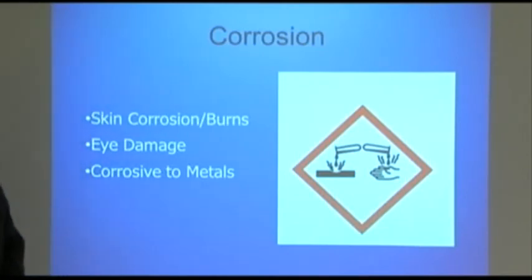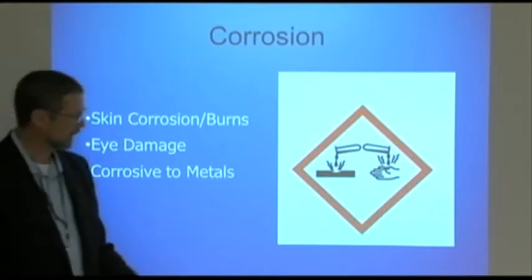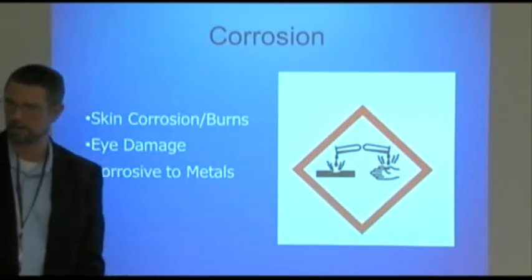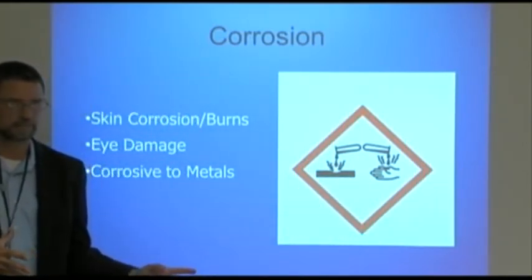This probably doesn't need explanation. It's a Department of Transportation symbol already, and I think most of us would look at that and say, yep, I get it, battery acid. We can see it burning a hole in the skin and in the bar of metal. It's corrosive. Does this make sense?